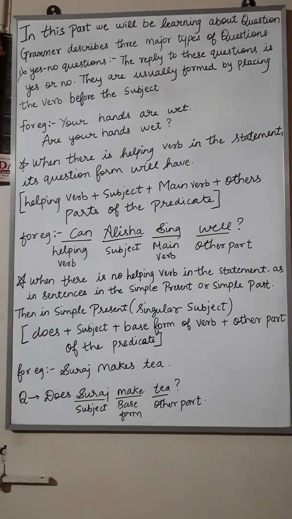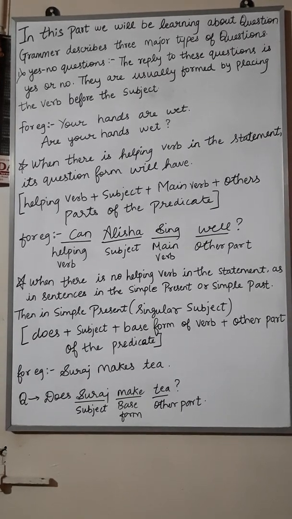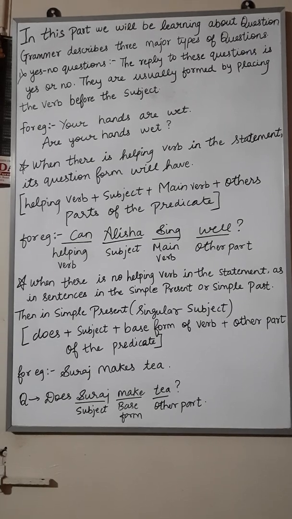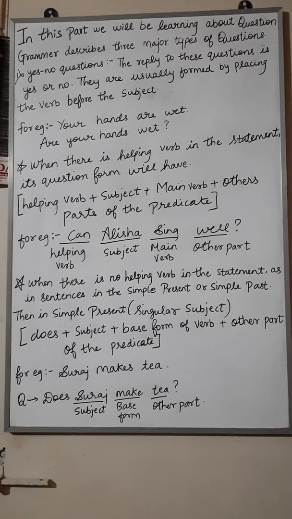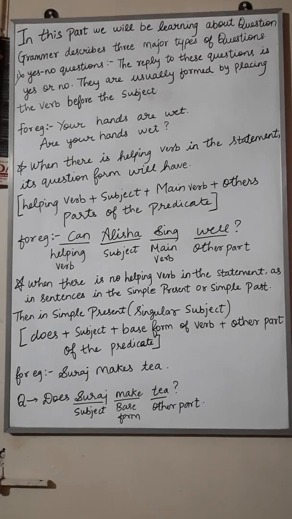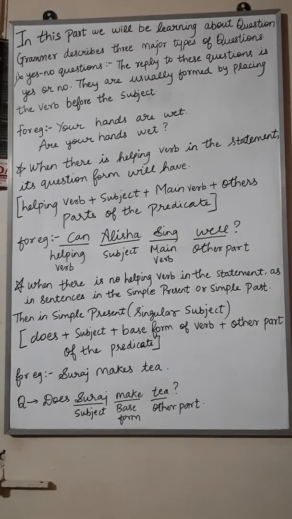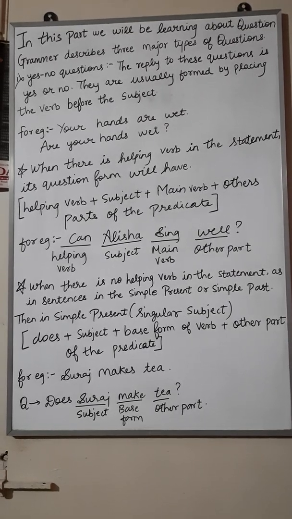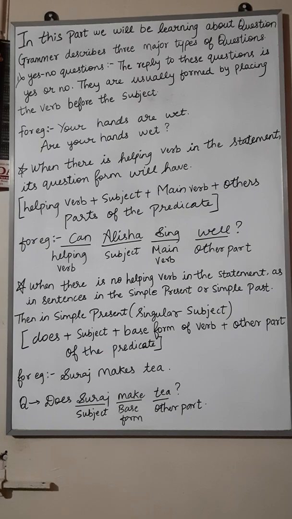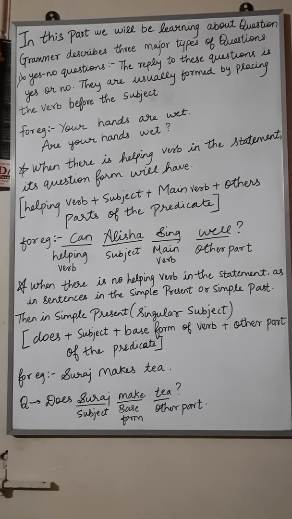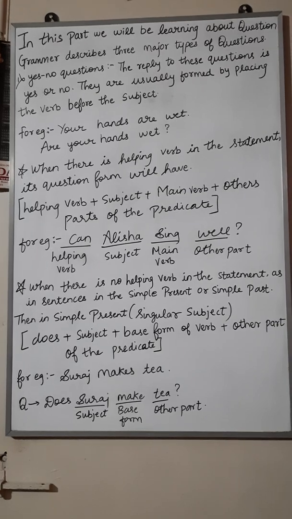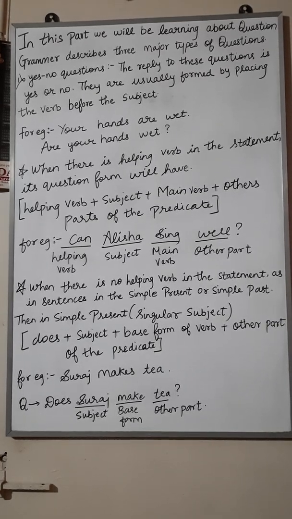Next, when there is a helping verb in the statement, its question form will have helping verb plus subject plus main verb plus other parts of the predicate. For example, "Can Alisha sing well?" In this sentence, "can" is the helping verb, Alisha is the subject, "sing" is the main verb, and "well" is the other part of the predicate.